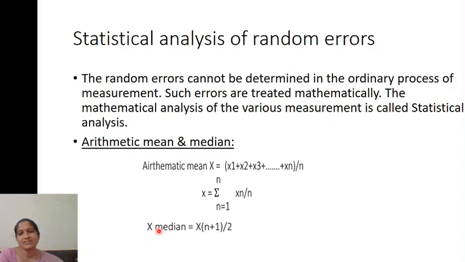And median means, suppose you have taken n readings, and you arrange those n readings in ascending order and take the exact middle of the readings, that is x of (n plus 1) divided by 2, the middle reading. By this you will be getting the median. Using this also you can reduce the statistical errors.